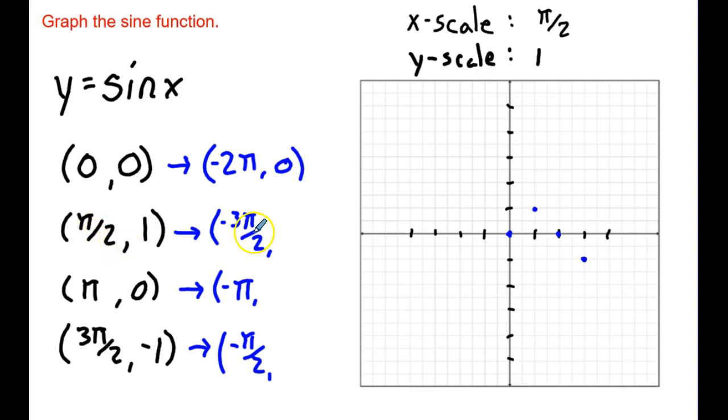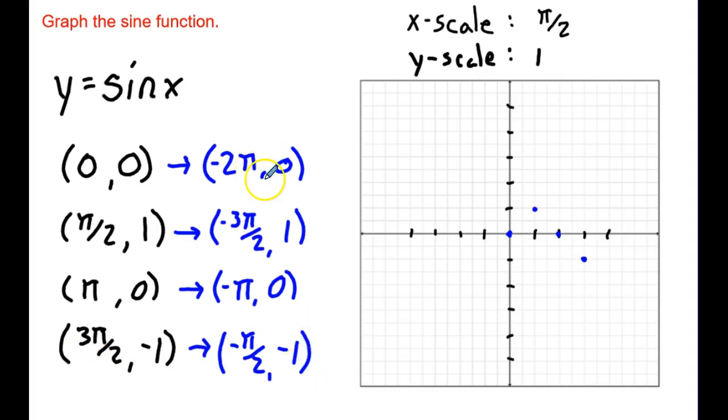Pi over 2 is a coterminal angle of negative 3 pi over 2, so they are going to have the same y value of 1. Pi and negative pi are coterminal, they will have the same y value. And then negative pi over 2 and 3 pi over 2 are coterminal, they will have the same y value.